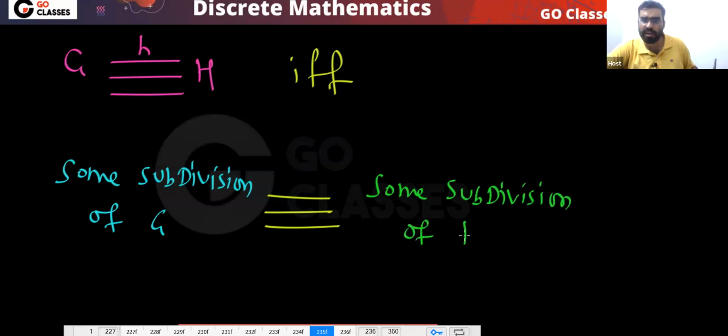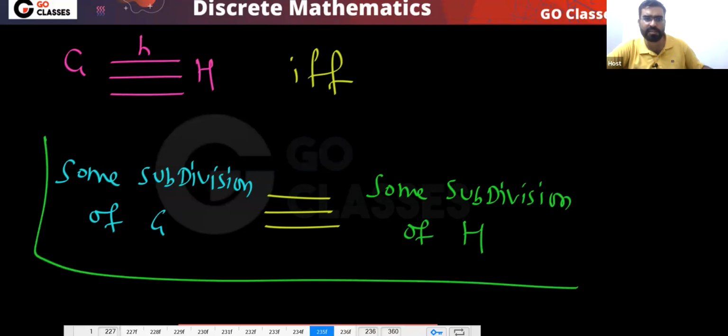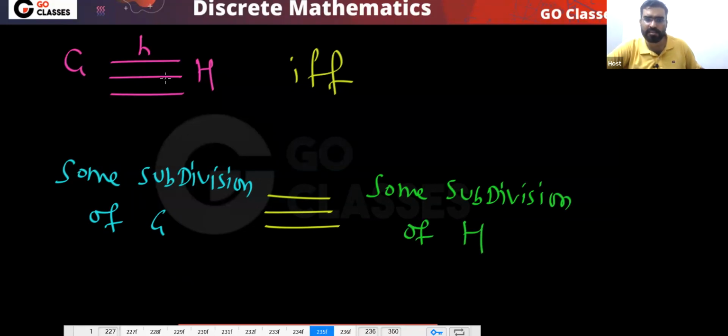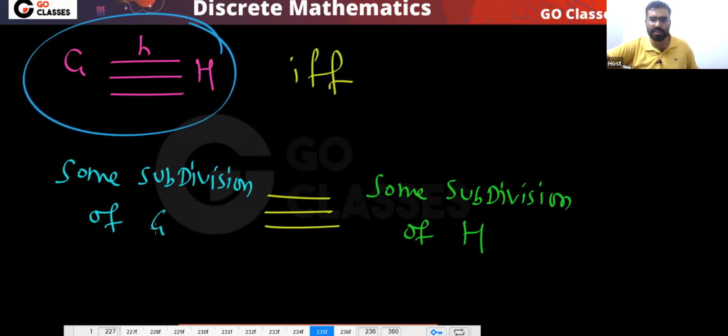Some subdivision of H. This is the definition. G and H are homeomorphic if and only if some subdivision of G is isomorphic to some subdivision of H.